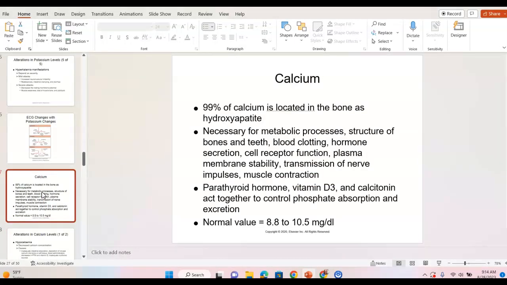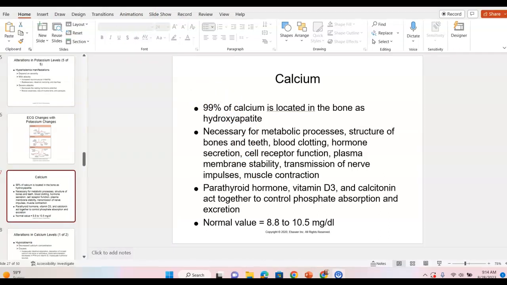All right, calcium, most of it is located in the bone as calcium hydroxyapatite, necessary for metabolic processes. It's regulated by parathyroid hormone, vitamin D, and calcitonin. Let's go over those very quickly. The rest I think you can review on your own. But I want to explain calcium is very important, not only for bone strength, you also use it for blood clotting, cell receptor function, transmission of nerve impulses, and muscle contraction.